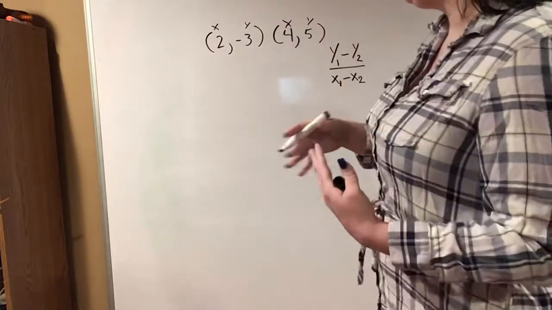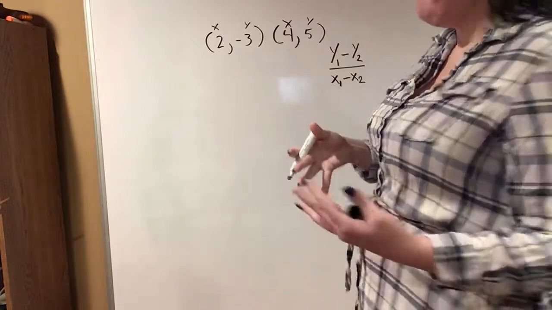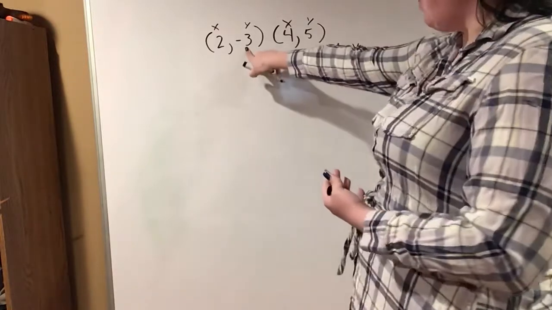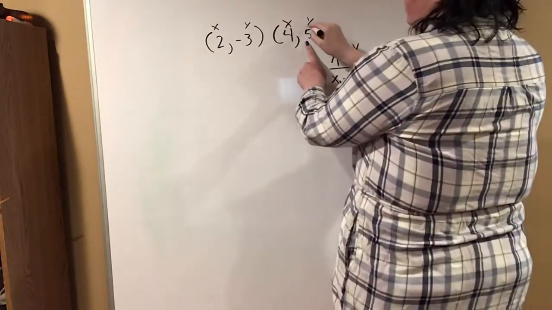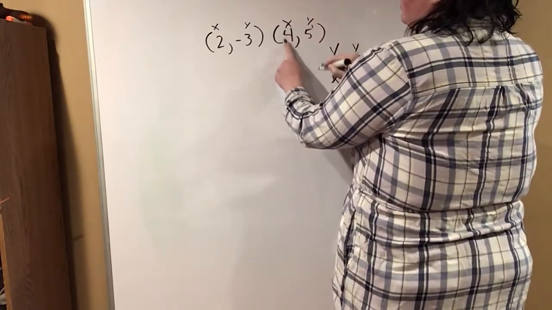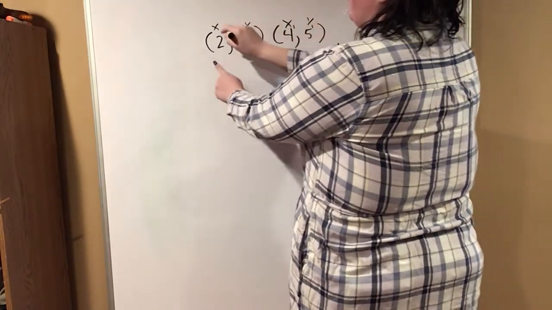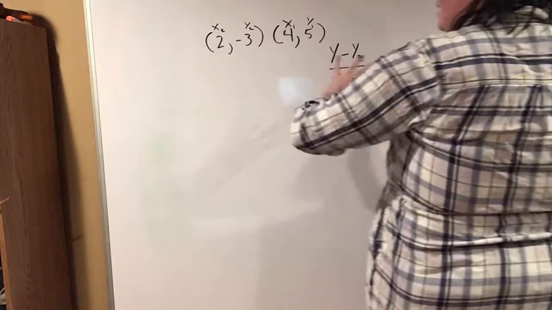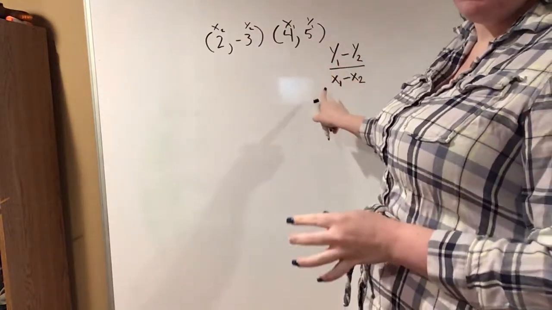So usually I like to keep my slopes positive if I can. So in this one, I see I have a negative y here, so I kind of want to leave this one as my y1. If this is my y1, this is also my x1. So this would be my y2, and that's my x2. Now that I have that, I'm going to plug it into this equation.